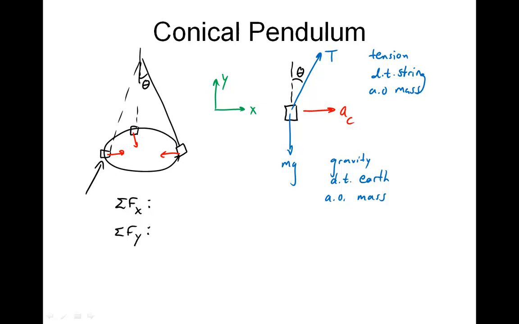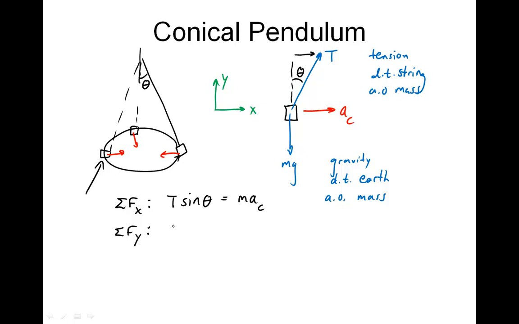And so in the x direction, there's a component of the tension here that's opposite the angle theta. So that must be T sine theta. And that's the only force in the x direction. So that must equal mass times the centripetal acceleration. So the tension, or in this case a component of the tension, is what is yielding the centripetal force. So the horizontal component of the tension gives us that centripetal force.